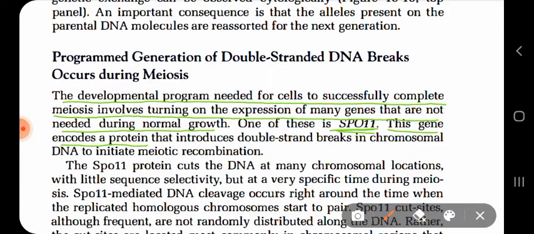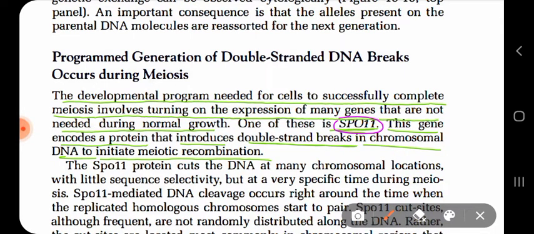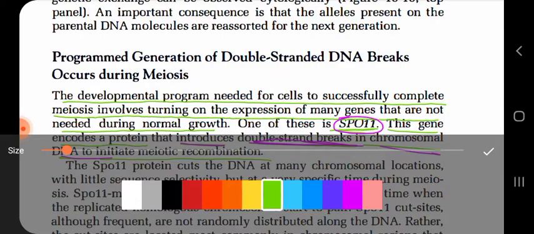SPO11 encodes a protein that will cause double stranded breaks in the chromosomal DNA to initiate the homologous recombination process in meiosis. So the initial protein involved during the meiotic recombination process, the first protein which is involved, is SPO11. So SPO11 is the first protein which introduces what? Double stranded breaks in the chromosomal DNA to initiate the recombination process.